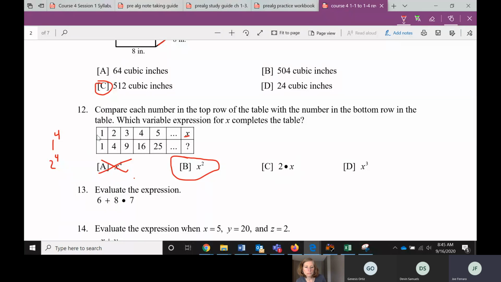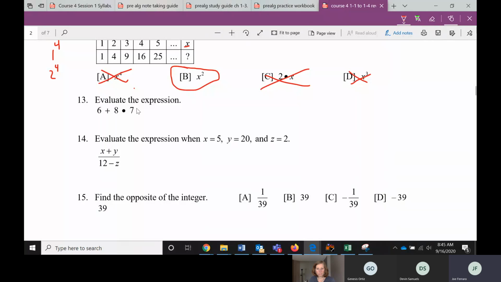2 times x, well, if x is 1, 2 times 1 is 2, not 1, so that's out. X to the third, again, that would work for the first one. 1 to the third is 1, but 2 to the third is 8, so that would be out. That was the answer.